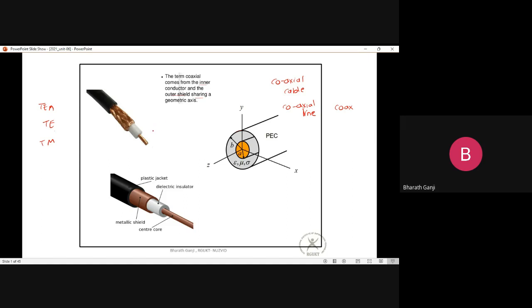And in general, if you see practical coaxial cables, there are many types of coaxial cables. The most general one is like this. You have a central conductor, and around the central conductor you usually have some dielectric material. Okay, and around the dielectric material you again have a metallic shield, and out of that you have a plastic jacket. This is protection from the outside world, so that people don't touch the wire. So you put a plastic covering on the outside. Okay, so this is all you have.